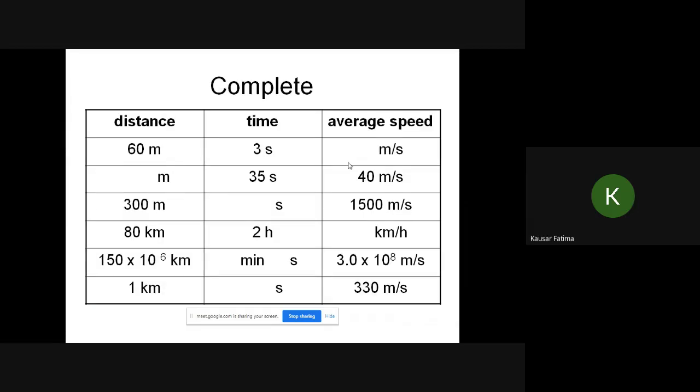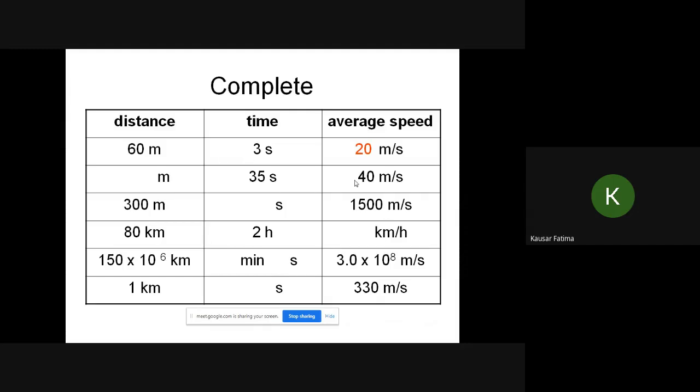Here there is a table, and you have to complete the table. Here I am just telling the answers quickly in this video, and you will do the calculation yourself and see whether the answers which are appearing here in the video are correct or not. So distance 60, time 3 seconds. So 60 divided by 3 is 20.